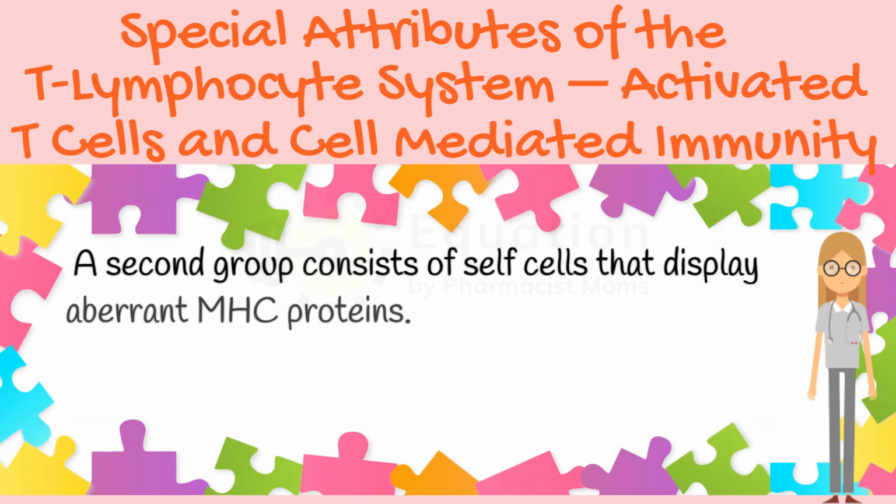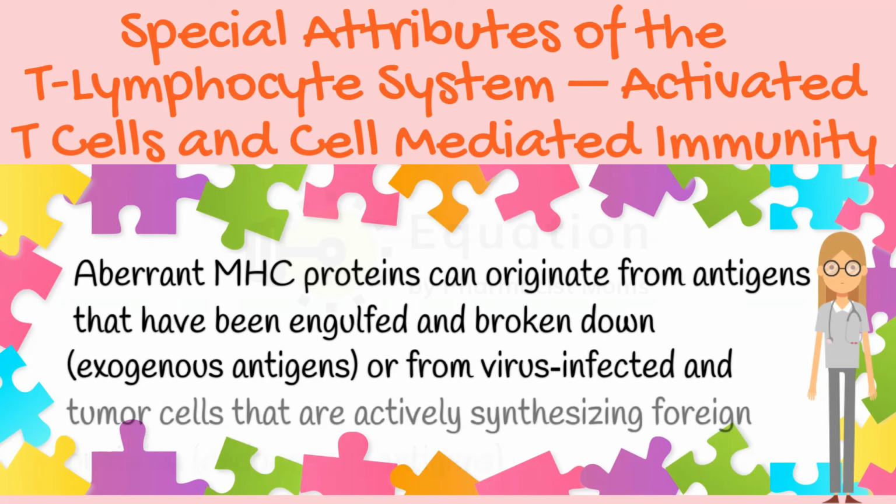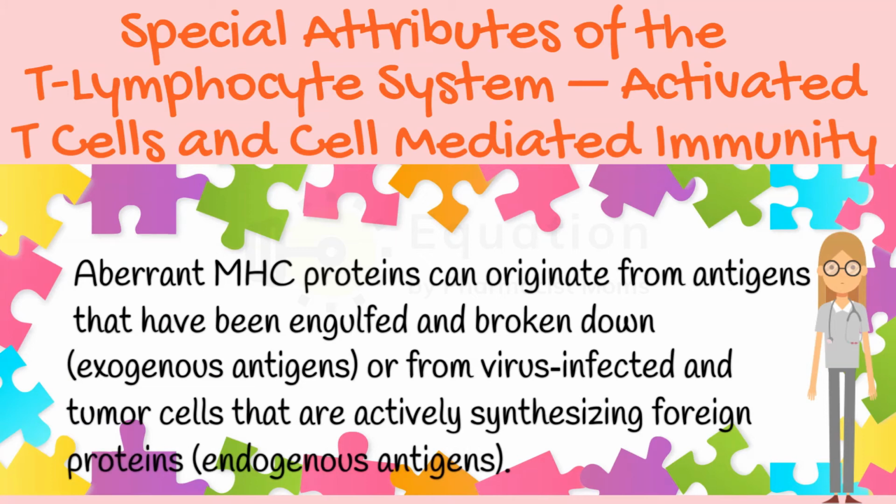A second group consists of self cells that display aberrant MHC proteins. Aberrant MHC proteins can originate from antigens that have been engulfed and broken down, that are exogenous antigens, or from virus-infected and tumor cells that are actively synthesizing foreign proteins, that are endogenous antigens.